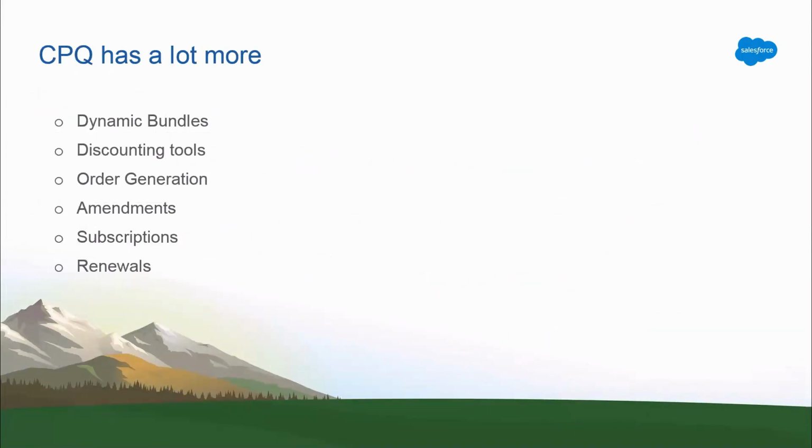Now I have come to the end of my session, but I don't want you to think that this is all that comes with CPQ. There is a lot more, like dynamic bundles, discounting tools, order generation, amendments, subscriptions, renewals. Okay, so you guys have a lot to explore with CPQ. And if you like this session, we can do another one on another topic that is related to CPQ or any other thing. So just give me your feedback.